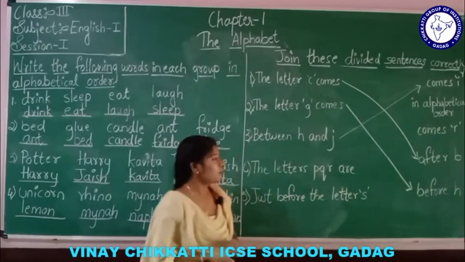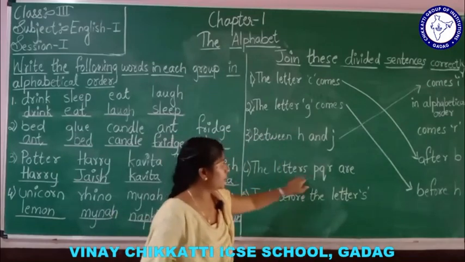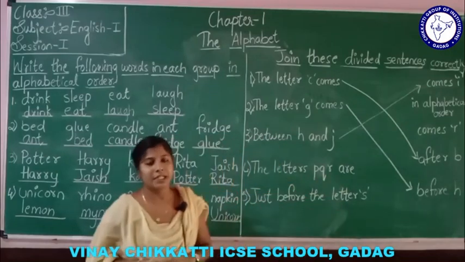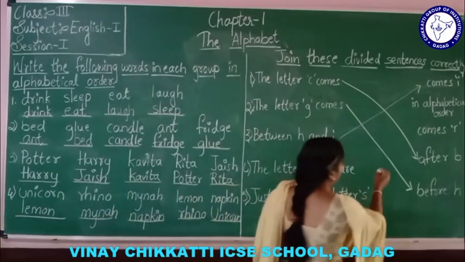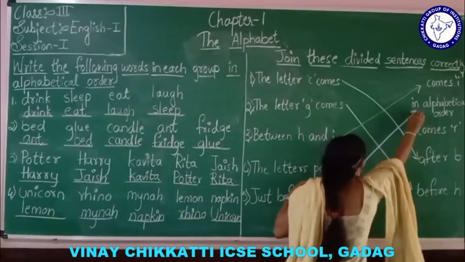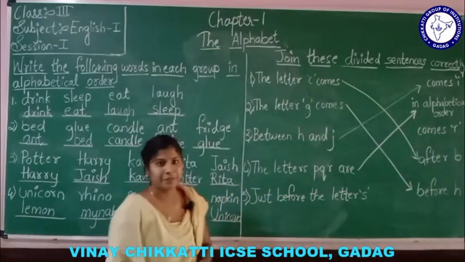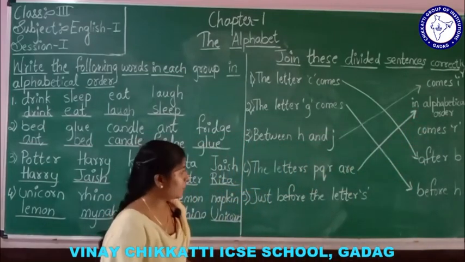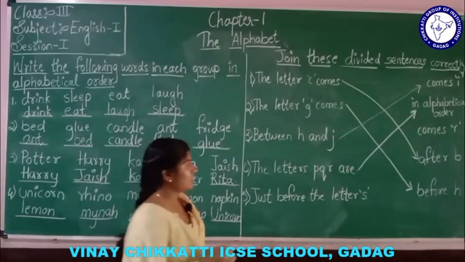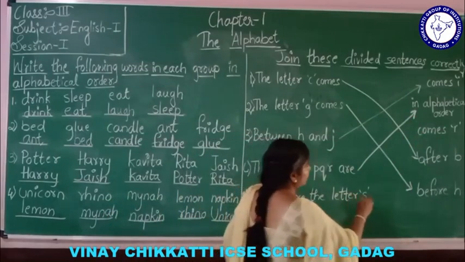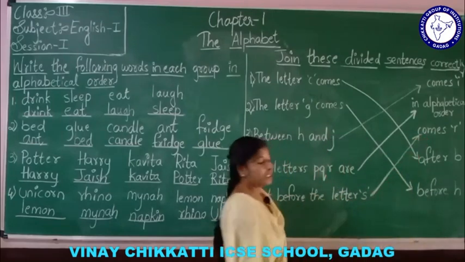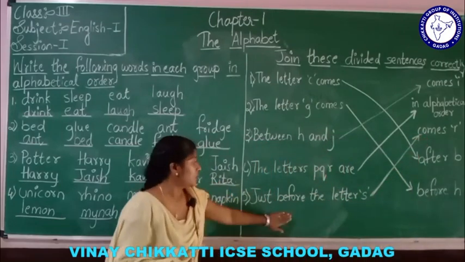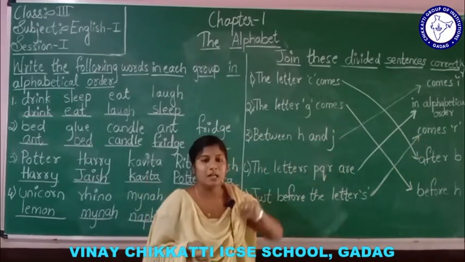Understood? The next one, the letters P, Q, R. Yes, the letters P, Q, R in alphabetical order. Understood? The next one, the last one is left, just before the letter S comes R. Understood? Just before the letter S comes R.